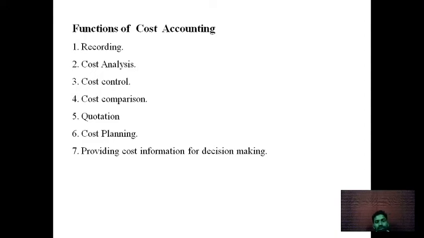Next is cost control. Cost control means they fix a standard cost rate, and after that they compare the standard cost with the actual cost. Whatever difference they get is called the variance. Standard cost means the cost is predetermined. So this is cost control.